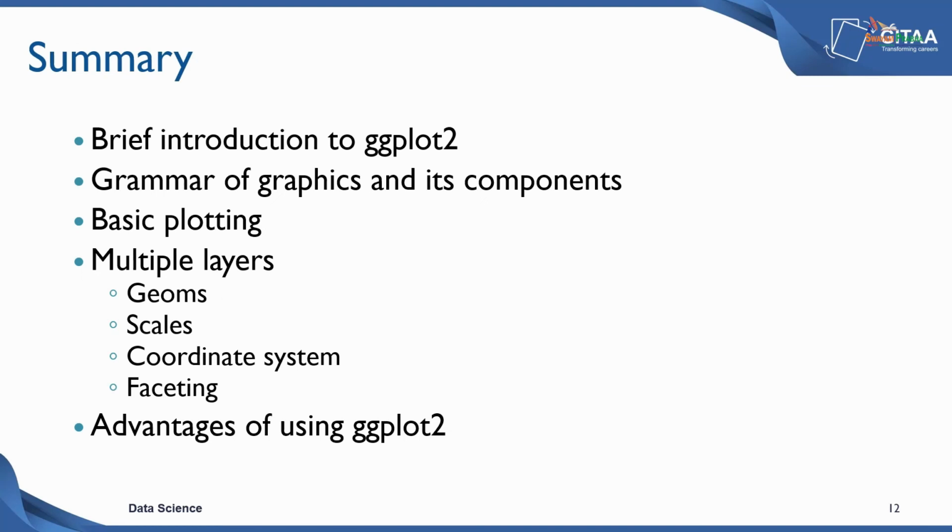So let's see what we've learned in this lecture. We looked at a brief introduction to ggplot2. We also saw what grammar of graphics is about and what its components are. We looked at the basics of plotting and how to add multiple layers to a basic plot or graph generated using ggplot. The first layer would be geoms, and then we looked at scales, coordinate system and faceting. We've covered only 4 layers, but there are more layers. We can add one or many layers to a basic ggplot graph. The most important layers are geoms, scales, coordinate system and faceting. We also looked at the advantages of using ggplot2. Thank you.